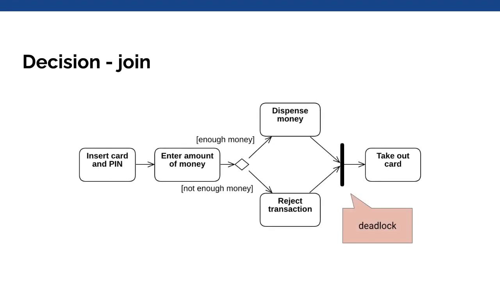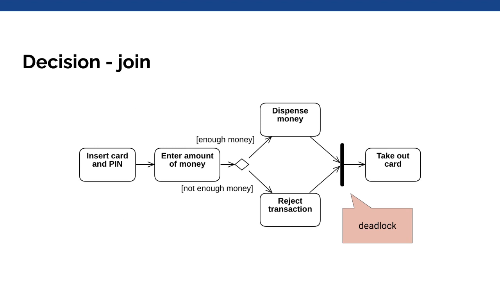The second combination is decision join. This combination will result in deadlock during the activity execution. Consider this example, that is similar to the previous example. Except that, the merge notation is replaced with a join notation. We focus on the join notation. By using a join, the action of take out card can only be executed if the 2 source actions, namely dispense money and reject transaction, have completed.